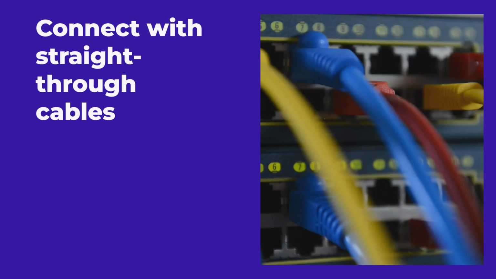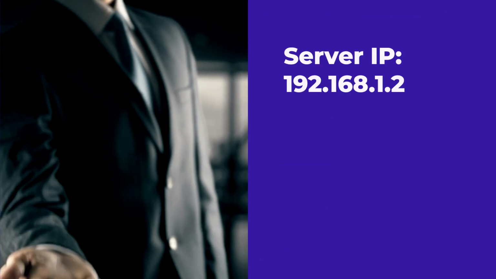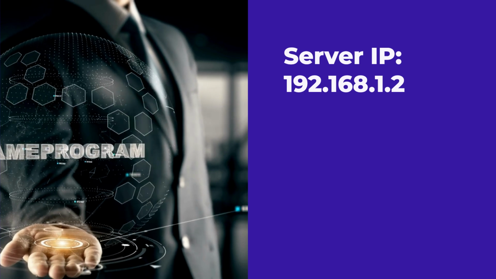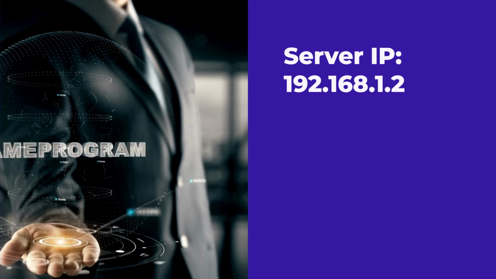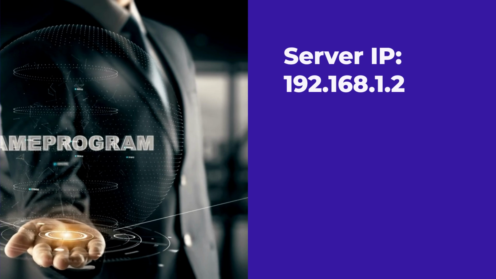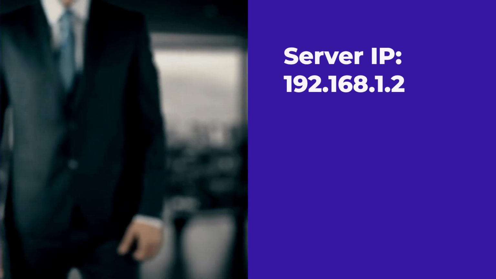Simple, reliable. Once your devices are connected, assign IP addresses. Click on the server. Choose the Config tab. Enter a unique IP address, like 192.168.1.2, and set the default gateway to match your network segment.